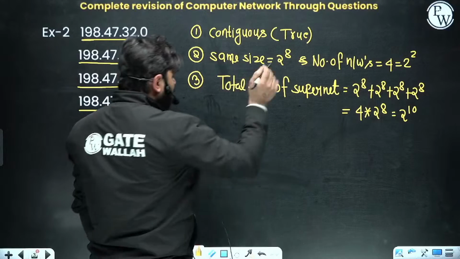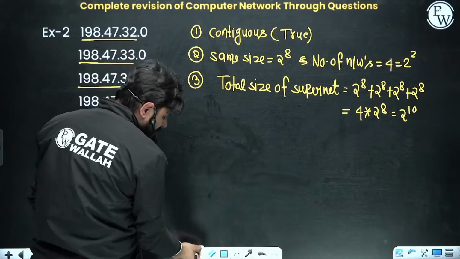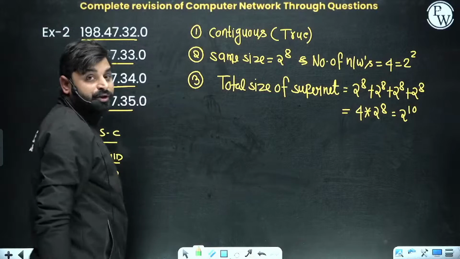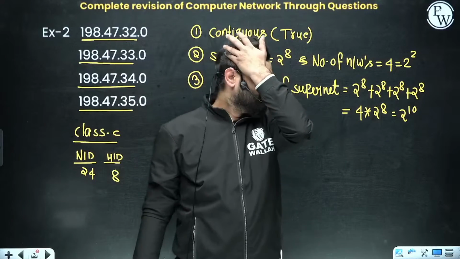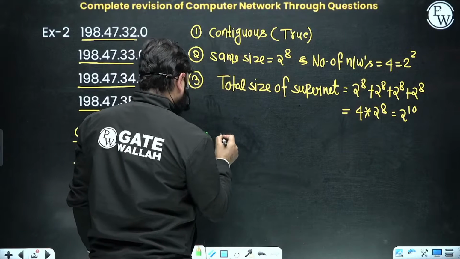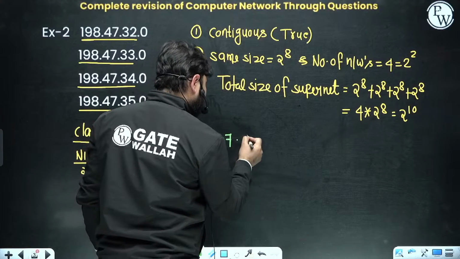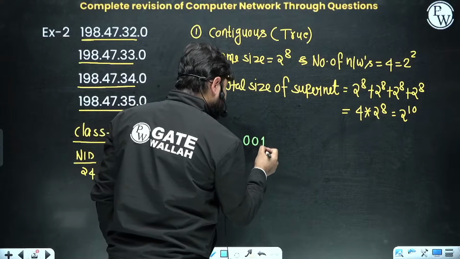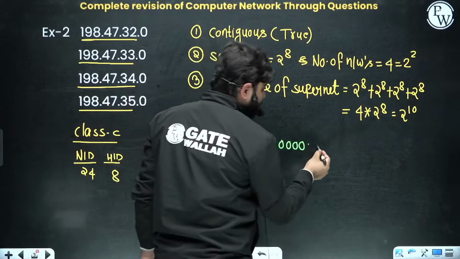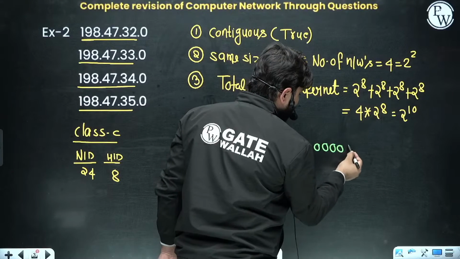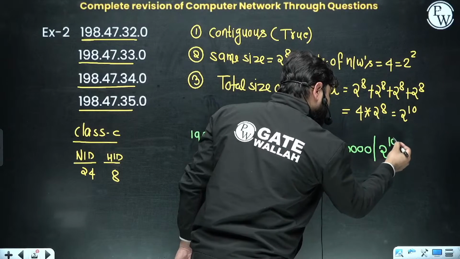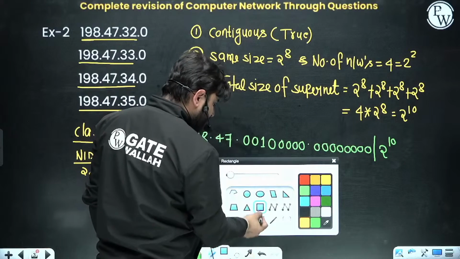Now, the first network ID must be divisible. How can we say that? If we divide this first network ID by 2 power 10, the last 10 bits represent the remainder. Let me convert it here. This is 198.47.32. How can we convert 32? 128, 64, 32, 16, 8, 4, 2, the entire octet 0, bits 1, 2, 3, 4, 5, 6, 7, 8. If I divide by 2 power 10, the last 10 bits represent the remainder.